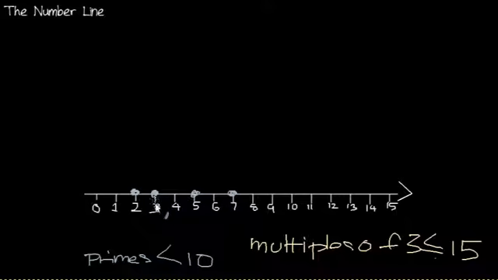We find the multiples of 3, and I'm just going to do it above these circles because 3, of course, is a multiple of itself. 3 times 1 is 3. What else? 6, 9, 12, and 15. And that's really all there is to it.